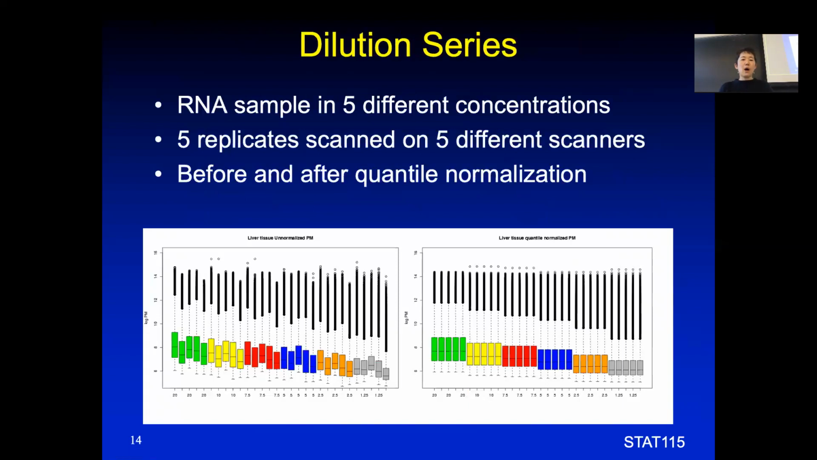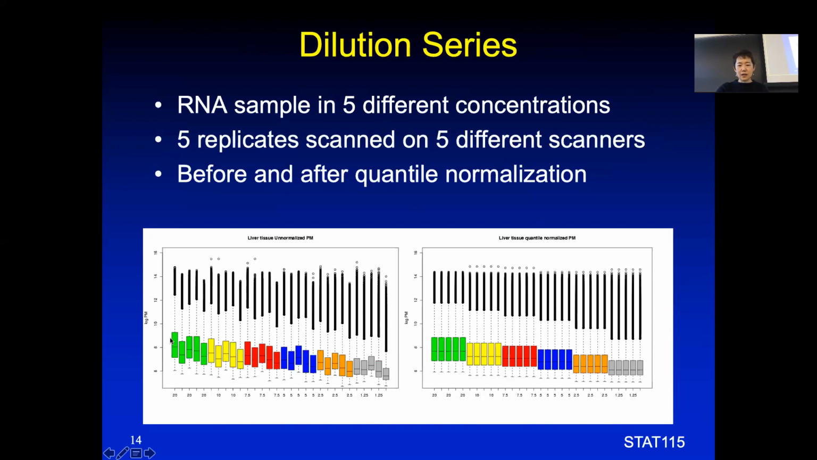Let's see how well it works. This is a dilution series where initially you have one RNA sample. You dilute it by half, just like 1 to 2, and then you dilute by half and you dilute by half. And each of the samples is then processed and sent to 5 different array scanners, different machines to process. And because of the processing, because the scanners are different, at the end, this is what you get.